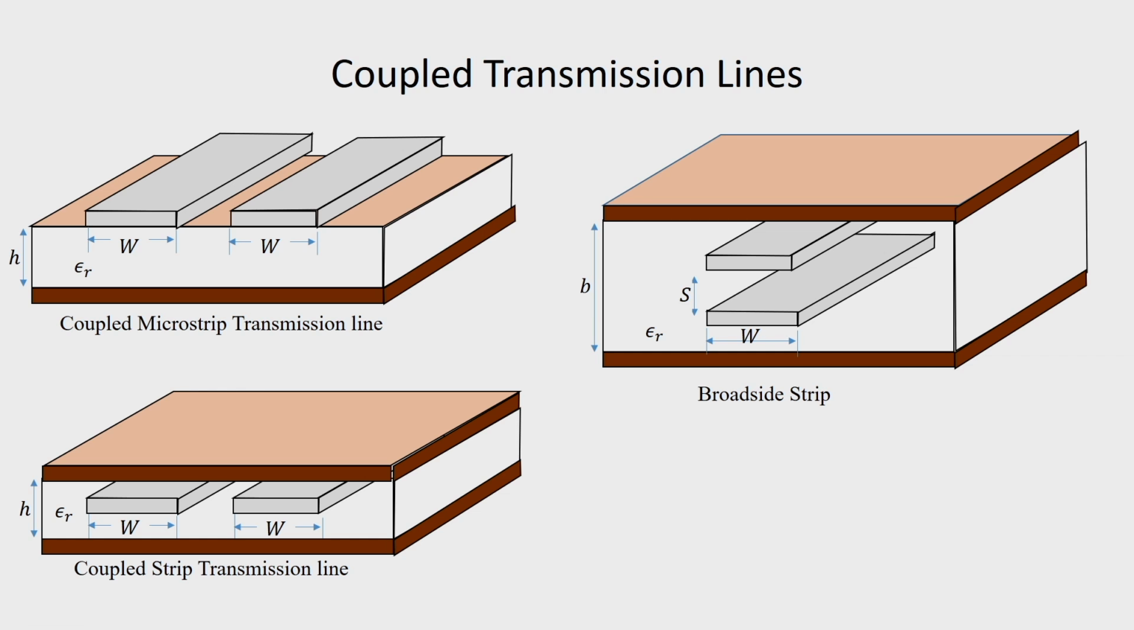Usually this type of coupled strip lines or coupled microstrip lines have a side by side overlap of the central transmission conductors, whereas we can have a broadside overlap, and more than one strip may be there, and we have two strips stacked one above the other.